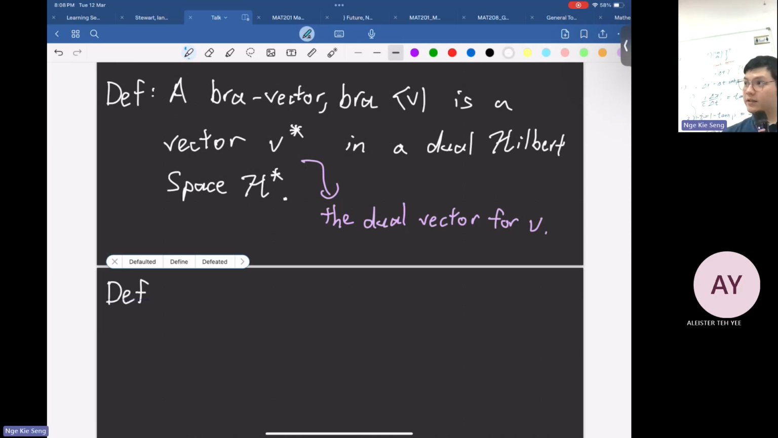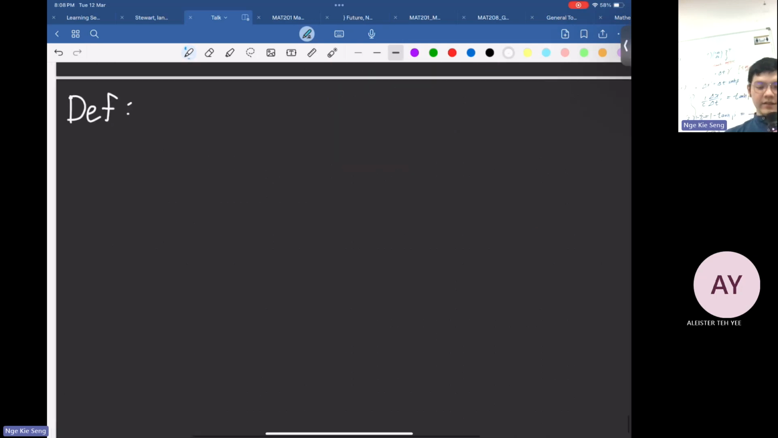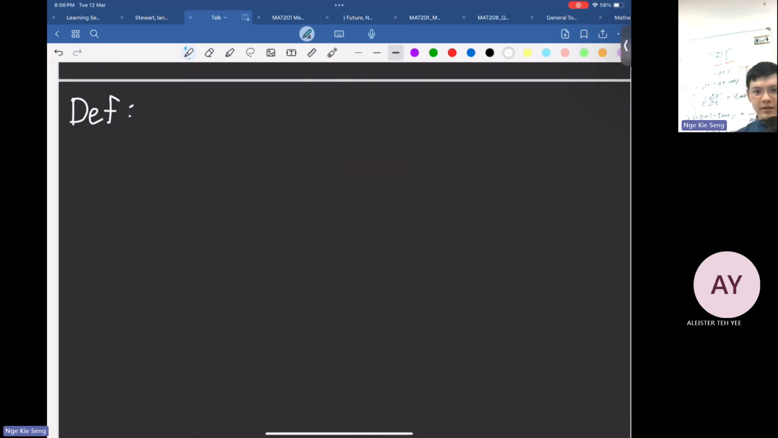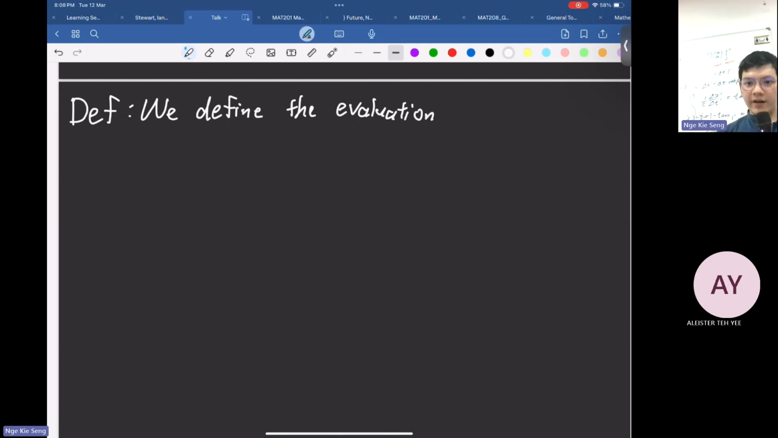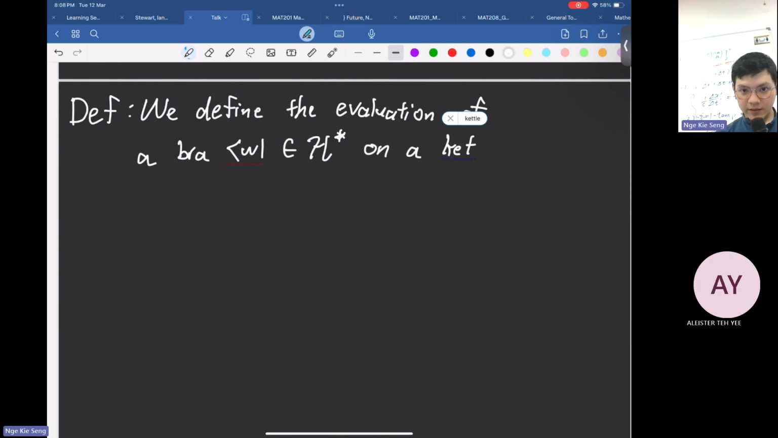Okay. So let's tell you what is nice about this way of writing bracket. So we define the evaluation of bra, let's say bra acting on the cat vector V in H.